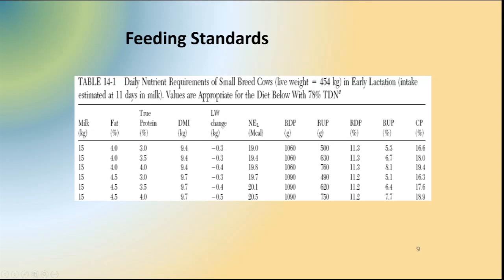So net energy for lactation, here the values are on a megacalorie basis, not on percent basis. Only the true protein or fat content of the milk are on percent basis. And the nutrient requirement in terms of net energy for lactation is on a megacalorie basis. Rumen degradable protein in grams, rumen undegradable protein in grams, then the percent of this protein. The crude protein values are given on percent basis. So both, either the unit or the percentage basis, are given in a single table.